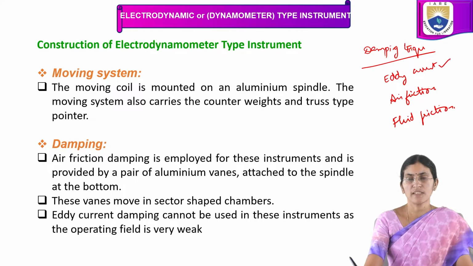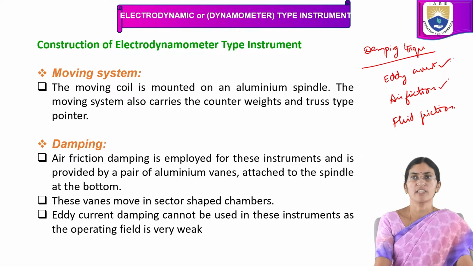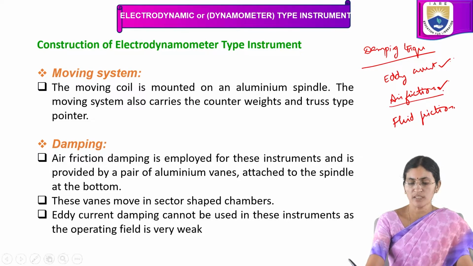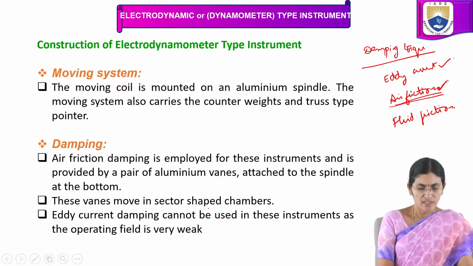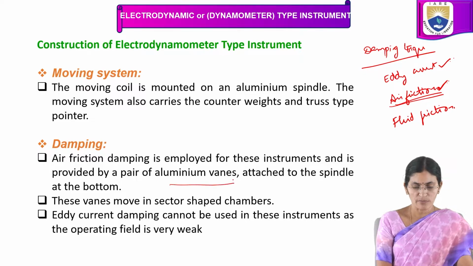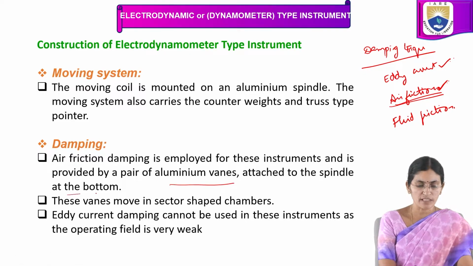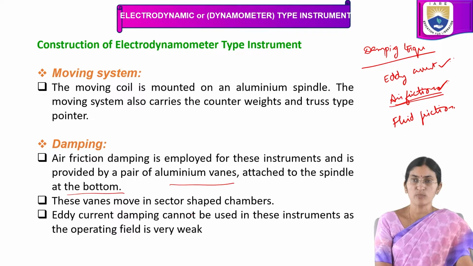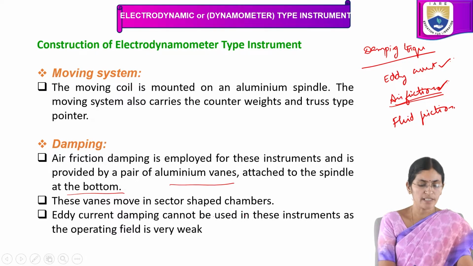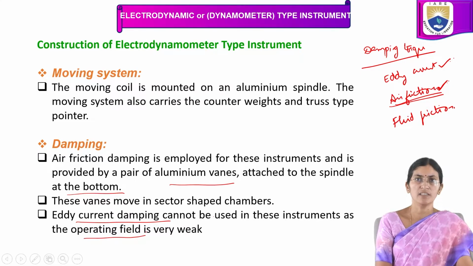Out of these, eddy current damping is used in PMMC instruments, whereas in electrodynamic type instruments, we can see here the magnetic field is not very strong. Therefore the coils are air cored, and air friction damping is used. It is provided by a pair of aluminum vanes which are attached to the spindle at the bottom. These vanes move in sector shaped chambers. Eddy current damping is not used here because the operating field is very weak.